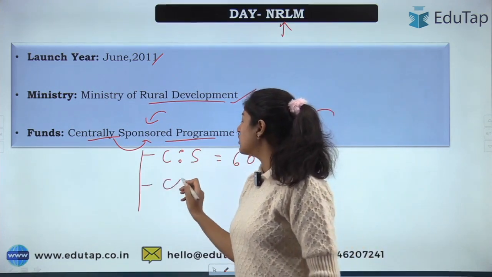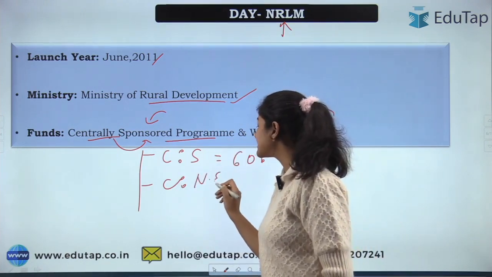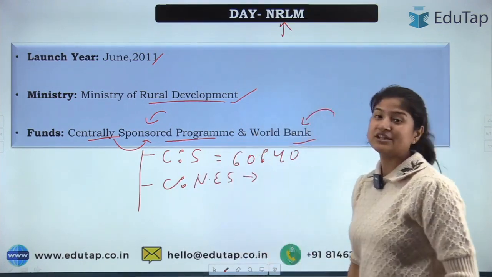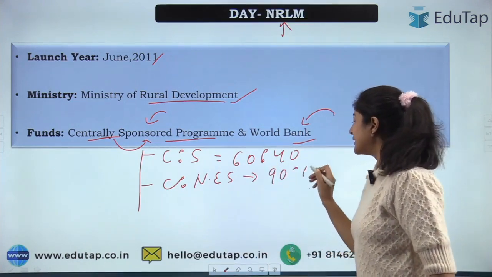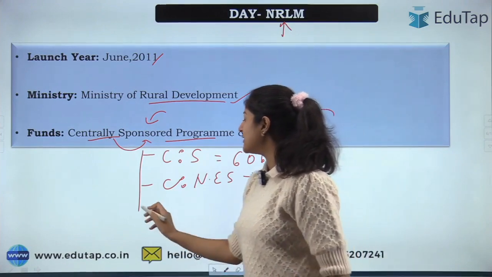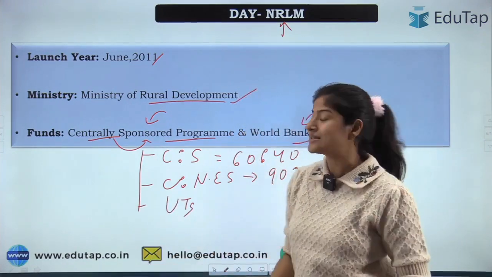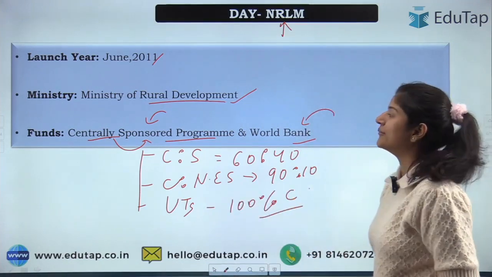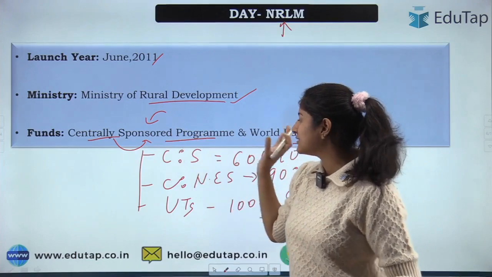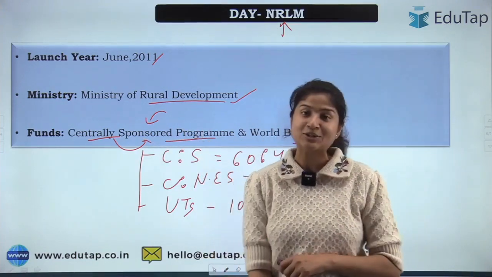When we talk about the ratio between the center and northeast states, specifically for the northeast, it is 90:10. Then the third one is for the UTs. Because these union territories are directly under the central government, they are 100% funded by the central government only. This ratio is for centrally sponsored programs. I hope now it is clear to you all.